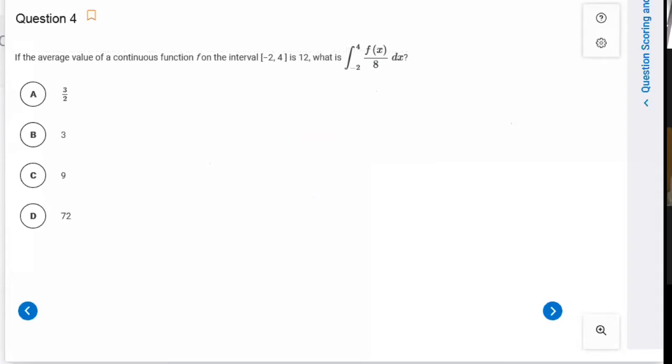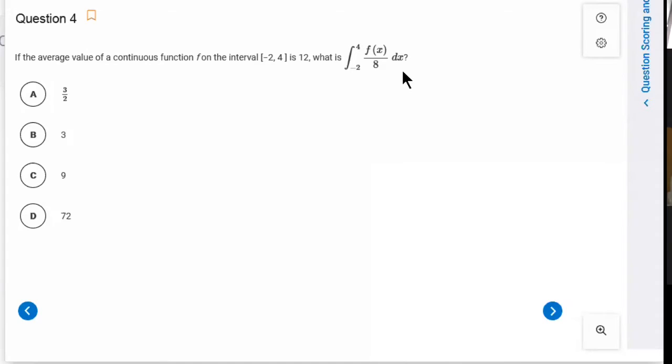Okay, so let's look at this one. What if the average value of a continuous function f on the interval is 12? What is this? If the average value of a continuous function on an interval is 12, what is that? Okay, now, do you guys remember how to come up with average?